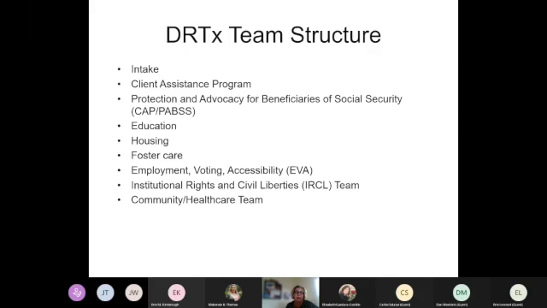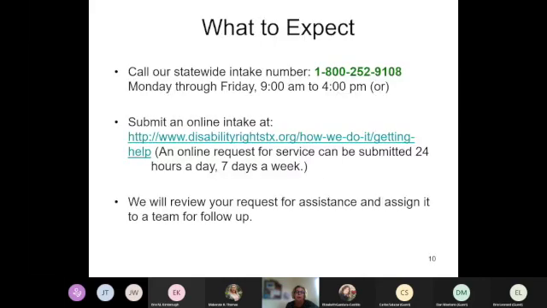IRCL, which is our institutional rights and civil liberties. And when I was talking about Geraldo Rivera, that's kind of the first, I think, P&A team that developed for individuals who have intellectual disabilities. And we also have a community and healthcare team. And we have designated advocates and attorneys and paralegals and legal secretaries for most teams.